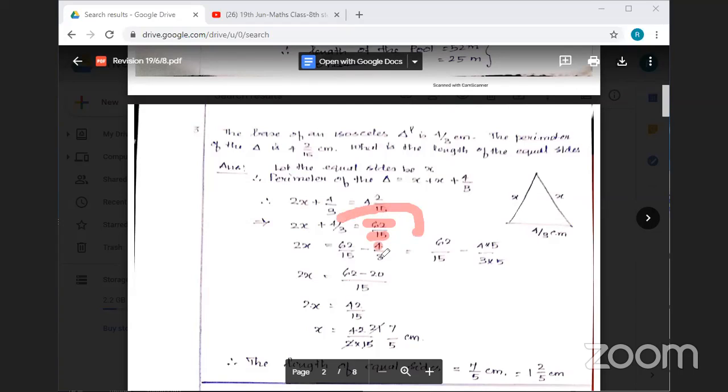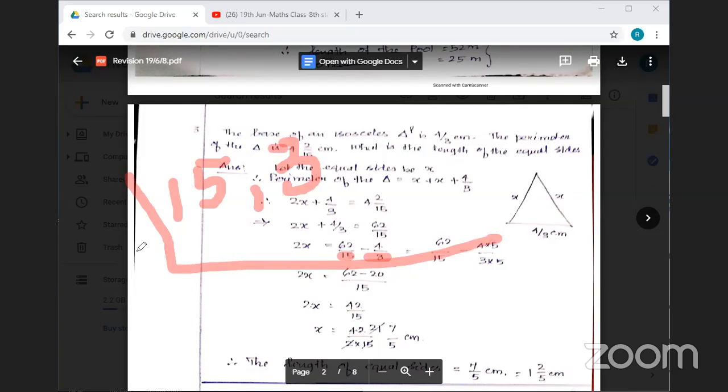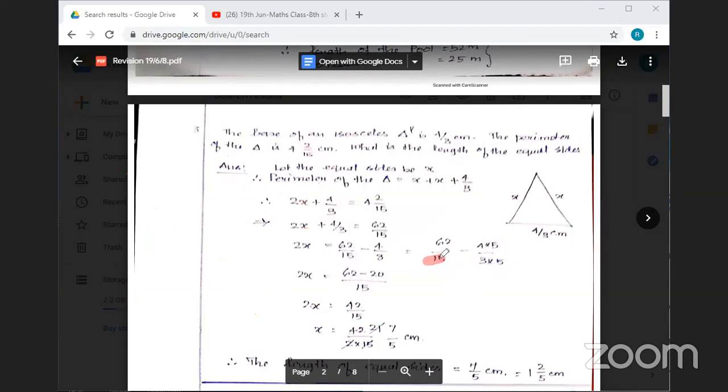Therefore, this 4 by 3 will come to this side as minus 4 by 3. Now, are the denominators equal? No. So take the LCM of 15 and 3. What LCM can you take? 15 is the LCM. Any doubt in this?